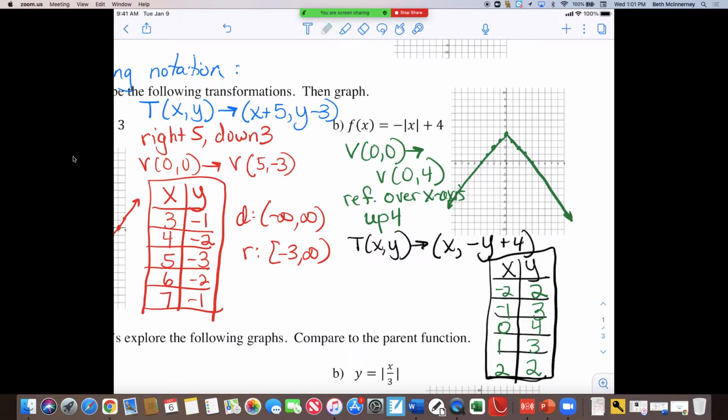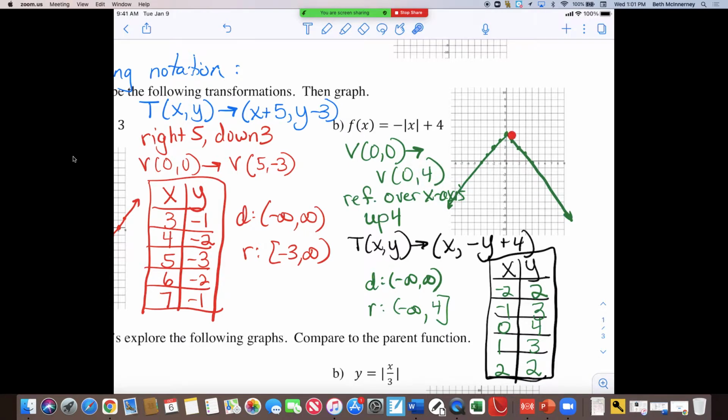Okay? All right, let's talk domain and range. Domain is always -infinity to infinity. Uh-oh. What happened with the range when you reflect? Yeah, now we're going to start at -infinity. And what's that highest y value? 4.